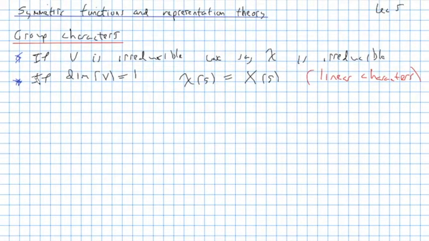Let's look at another example. So if I have a group G and my representation is just, so if we have the regular representation. So the previous example was the defining representation. So sorry, so this is the regular representation.